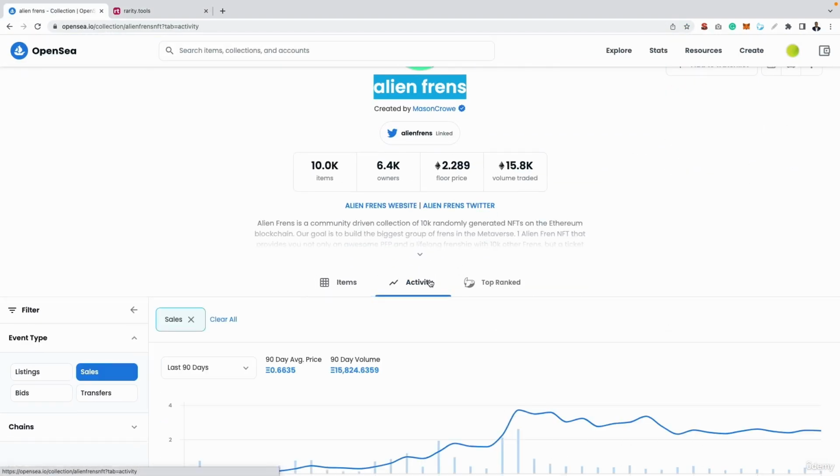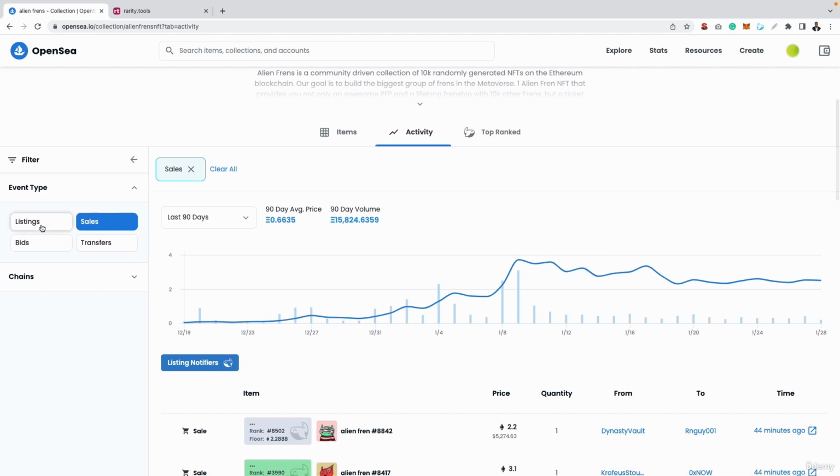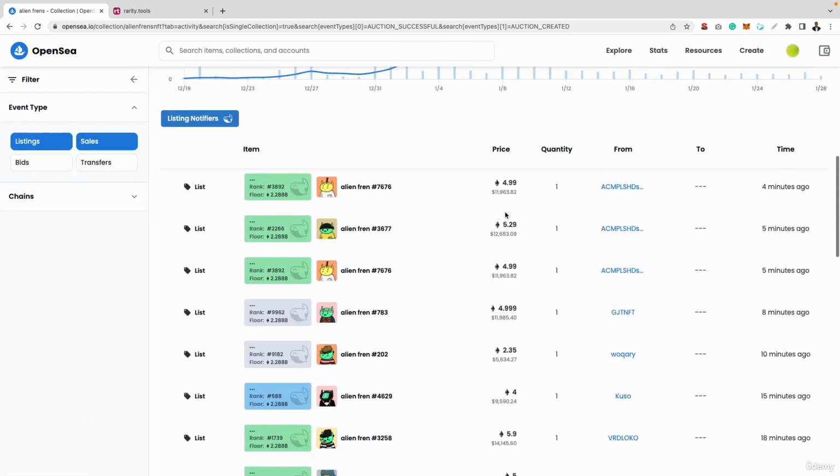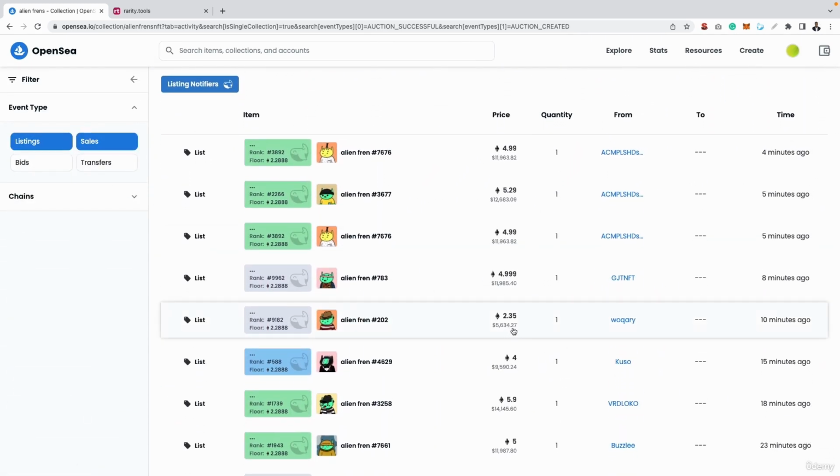You then go over to activity to see what is going on in the project. You then go to listings, and we can see the average floor price is 2.289. So we start scrolling down and we're seeing listings come up. We've got one for 2.35. So that's actually above the floor price of 2.28.